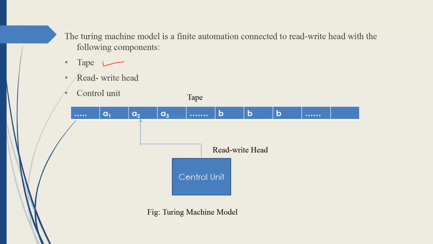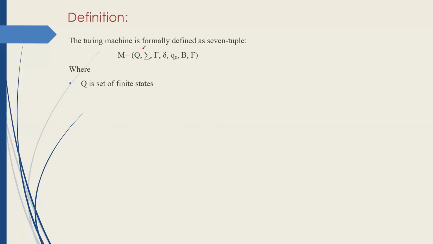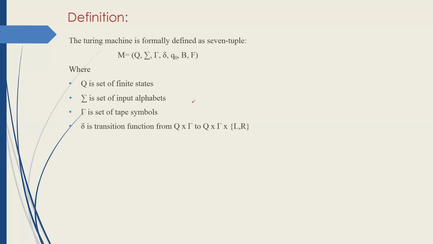The read-write head may move either to the left or towards the right, based on what transition we define. Now, how do we define the Turing machine? The Turing machine is formally defined as 7 tuples. The 7 tuples are M = (Q, Σ, Γ, δ, q0, B, F). What does Q stand for? Q represents the finite set of states. Sigma is the set of input symbols. Tau is the set of tape symbols.